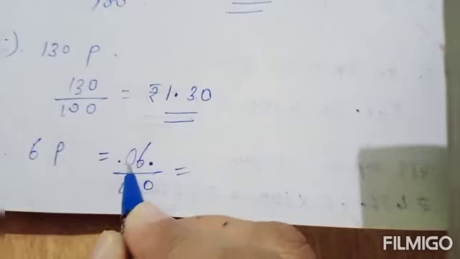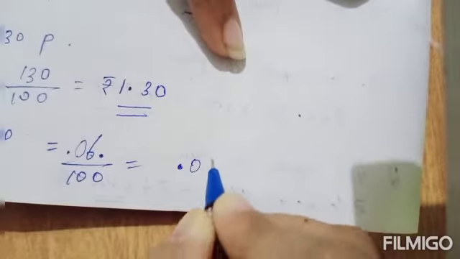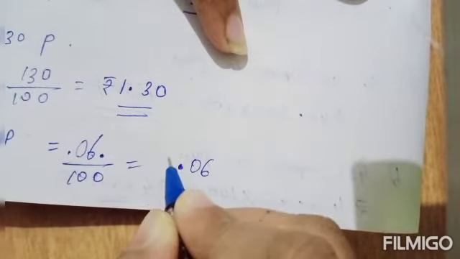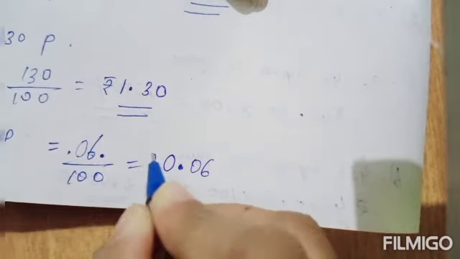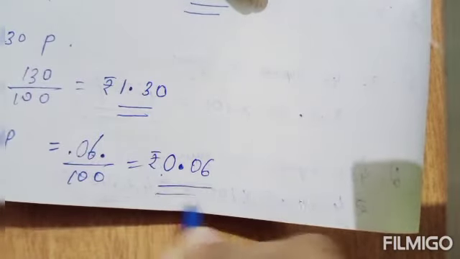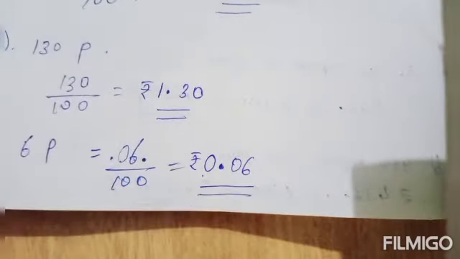So this is 1, 2. Here will be the decimal point. That is 0.06 you will get. But before point, no number is there. You can put 0. Okay, so it is rupees 0.06. Okay, this is 6 paise.